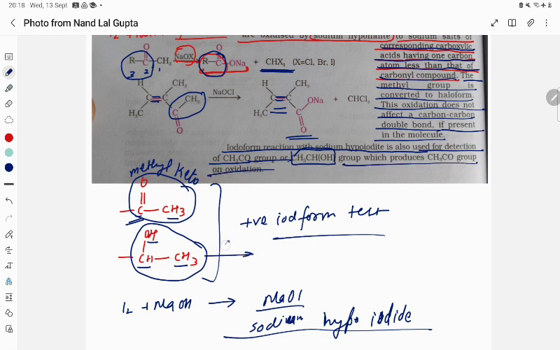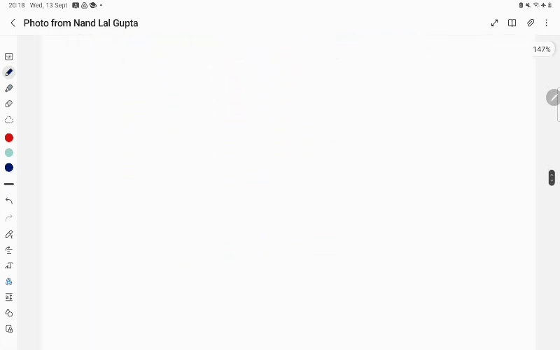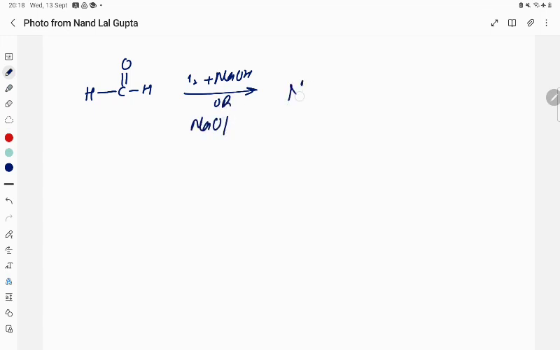If you are oxidizing this one, what will it give? Again it is going to give C double bond O, and here is CH3. So again a methyl keto group. So this is very simple, student. See, the methyl keto group is compulsory. If suppose this one is an aldehyde, there is no methyl keto group. So if you are treating with I2 plus NaOH, or simply NaOI, it will give no reaction, student.